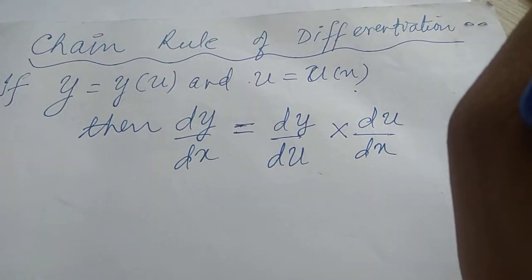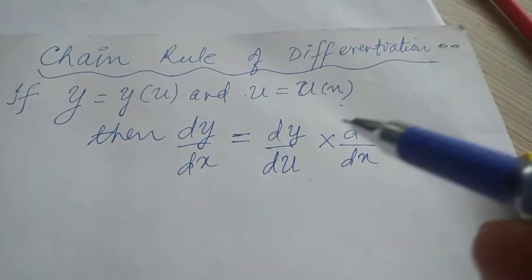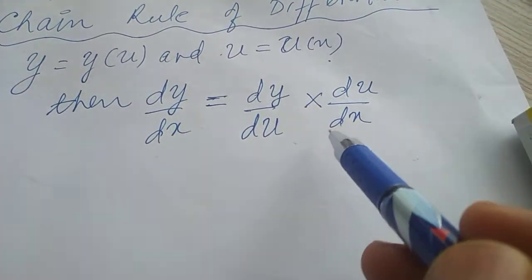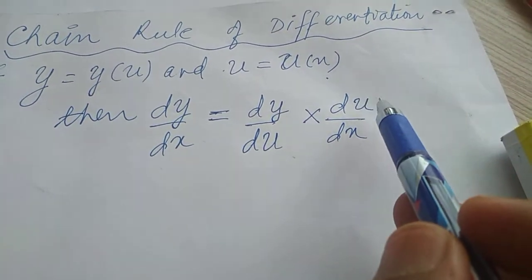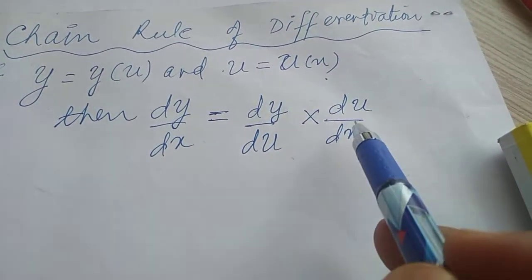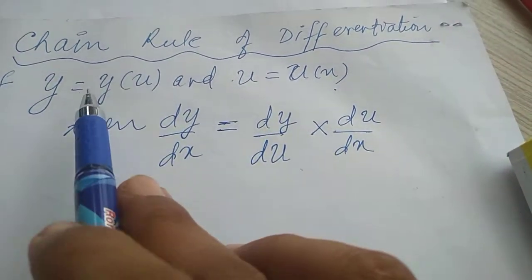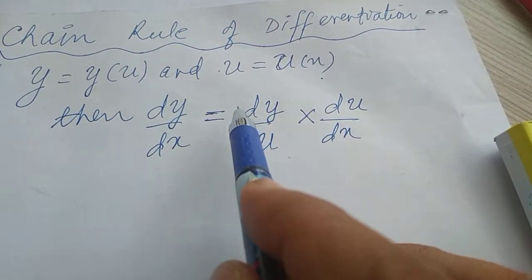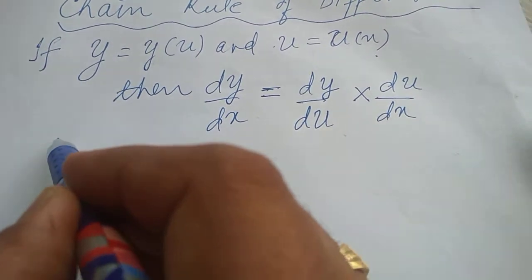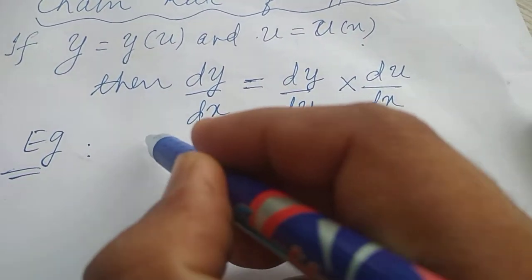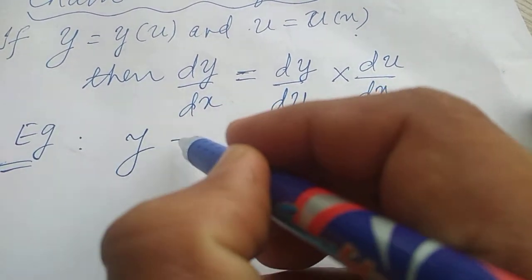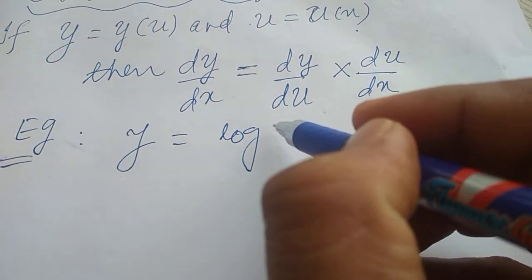Now, directly, the implication is that you can start from the derivative of the inner function and keep on multiplying with the derivative of the outer function with respect to the inner function, like this. As an example, in the last video we have taken y is equal to log of x square.